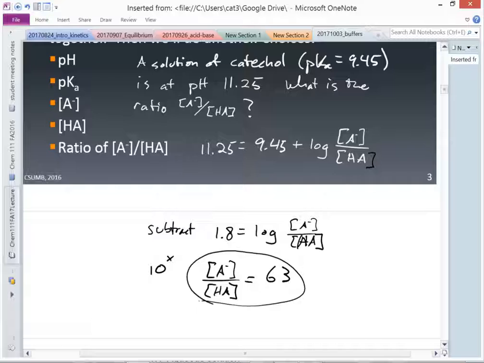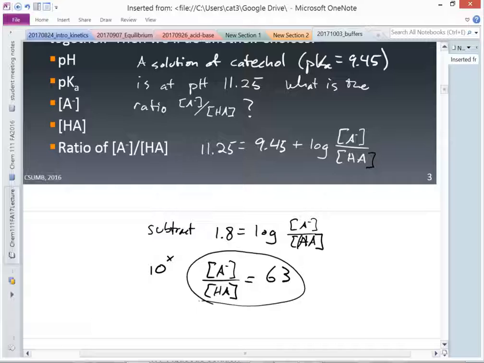So which chemical is there more of under these conditions? The acid or the conjugate base? Conjugate base. The ratio is larger than one. The fraction is big, which means the top number, the A minus, is bigger. There's more base.